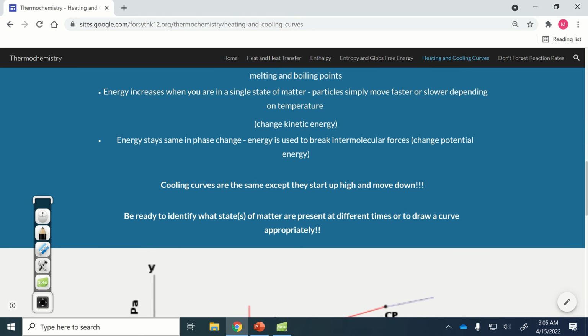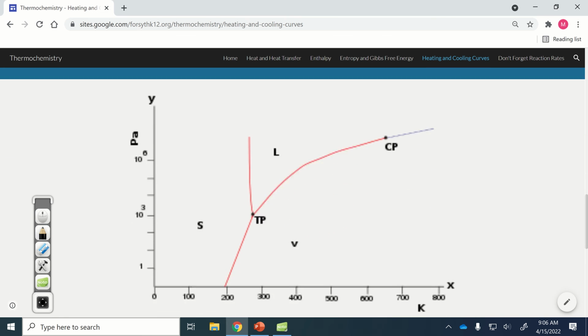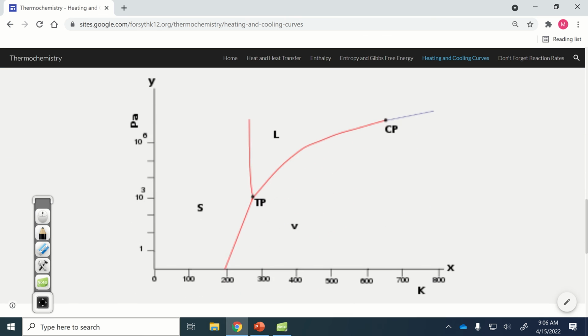And then the main things to be able to analyze on it: identify what states of matter are present at different times, explain why the temperature is changing or not changing during phase changes, and then be able to draw the curve yourself as well. Okay? Now another type of chart we have here, this is called a phase diagram.